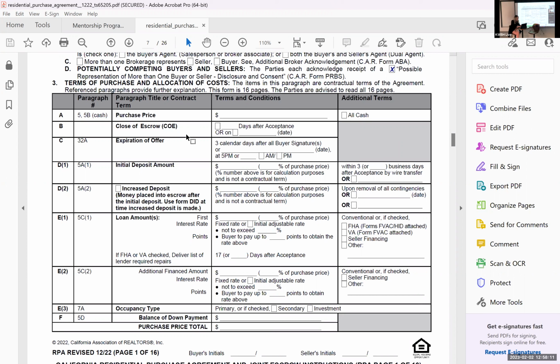And then let's see here. Expiration of offer. So the way that our contract is written is that the offer expires automatically 3 calendar days after the last buyer's signature at 5 p.m.